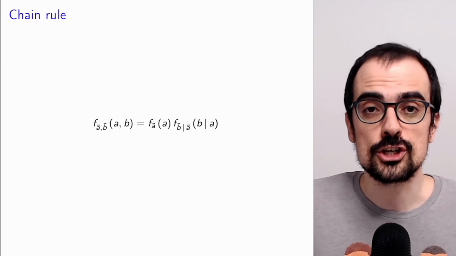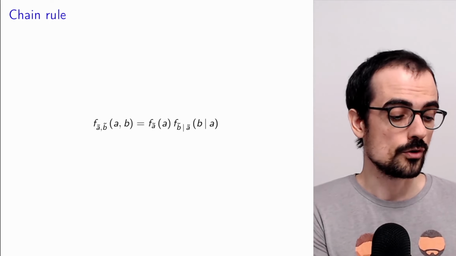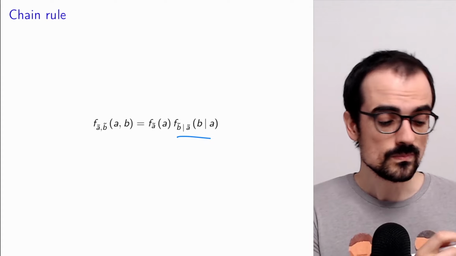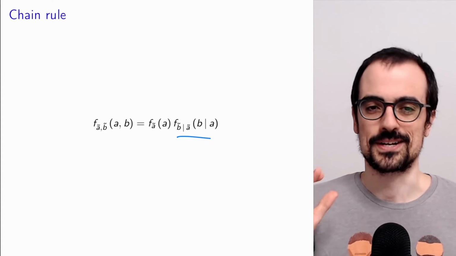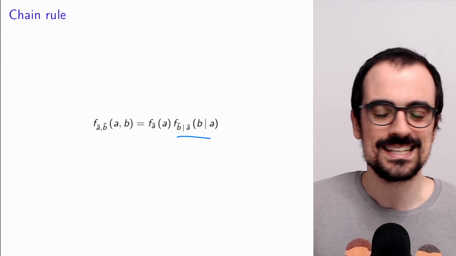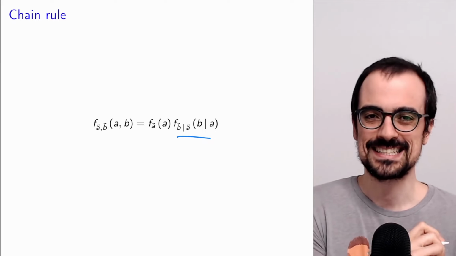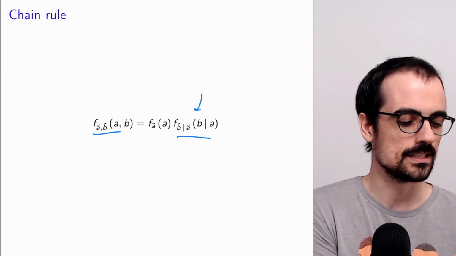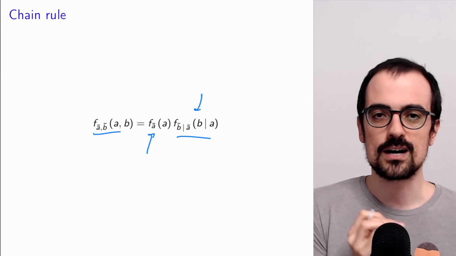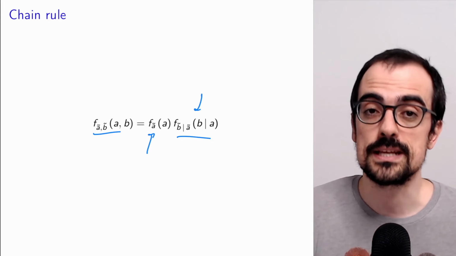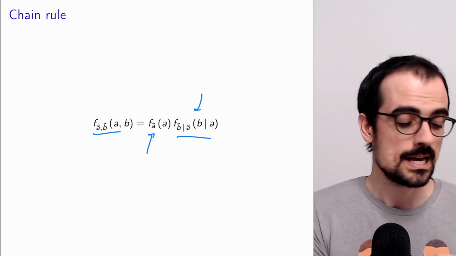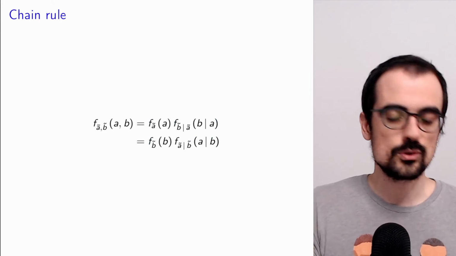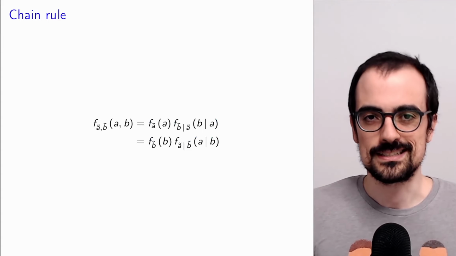So let me start again. The conditional PDF is equal to the joint divided by the marginal. So if we move things around, we can write the joint PDF between 2 random variables as the marginal PDF times the conditional. And we can do this in any order. And this is still going to hold.